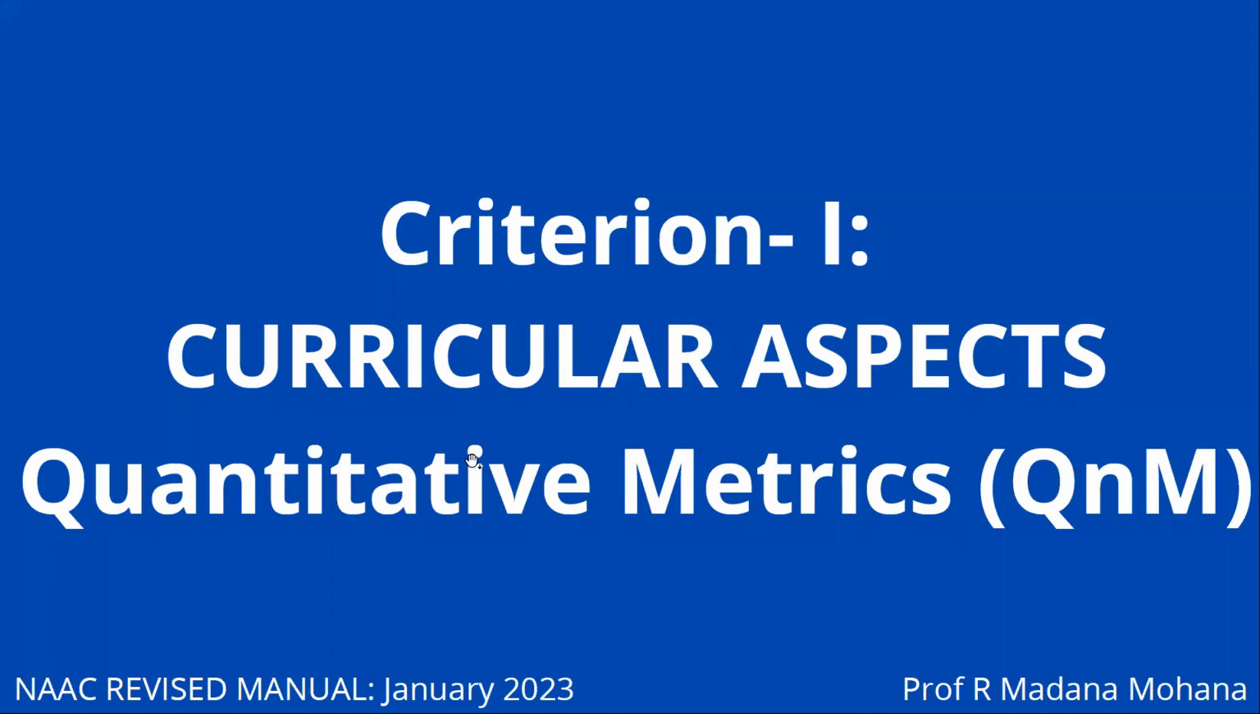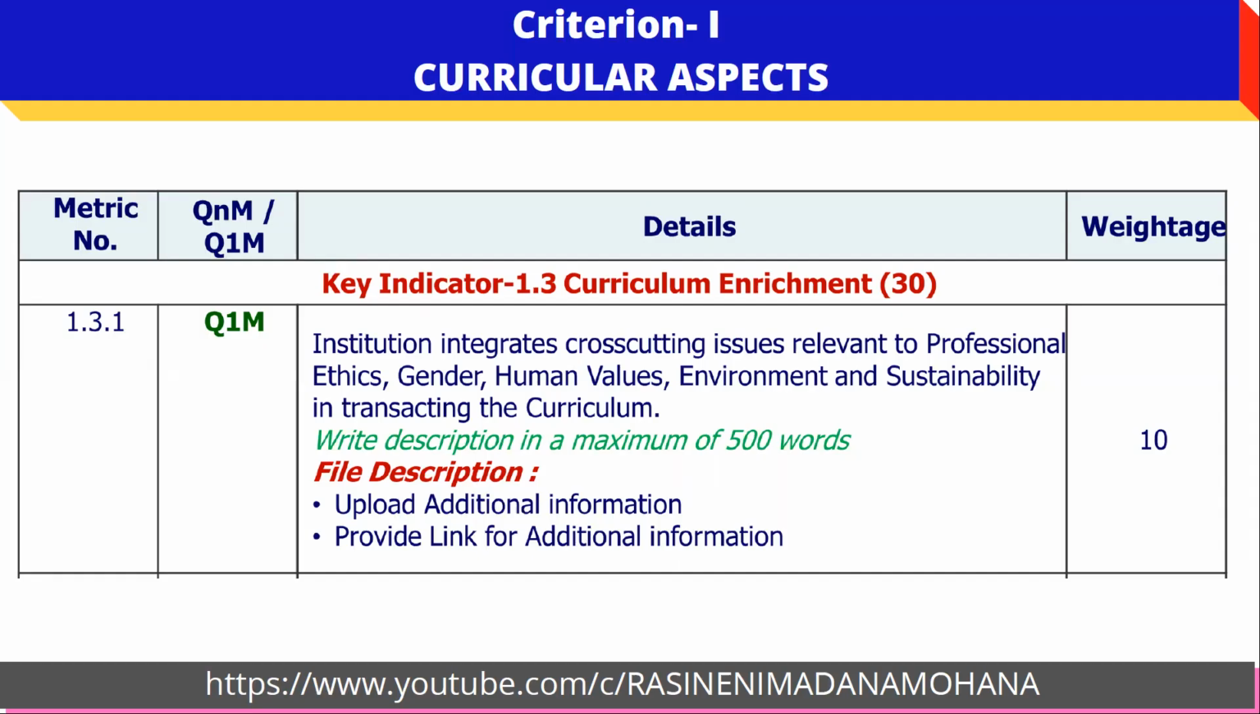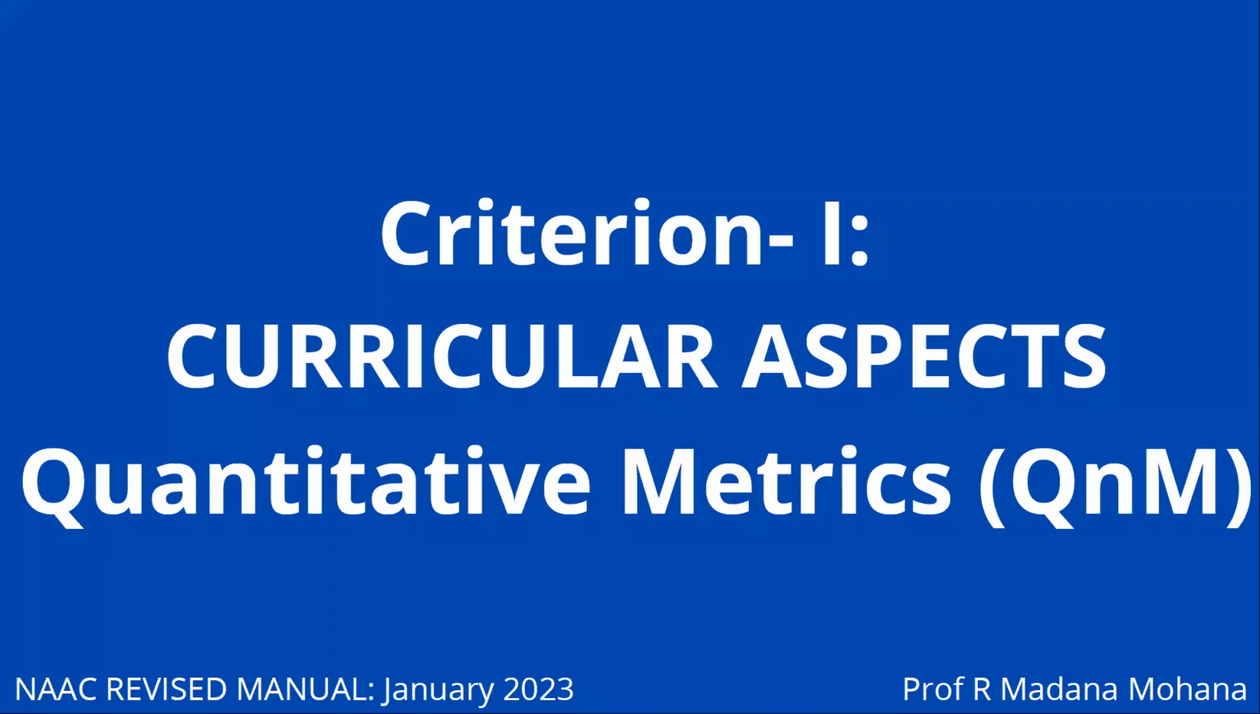So that's all about qualitative metrics. Here only two qualitative metrics are there in criteria 1. These two metrics are evaluated by the NAAC peer team during the on-site visit to the campus. All qualitative metrics across all the criteria are evaluated by the NAAC peer team by visiting the campus. In our earlier videos we have seen the distribution of total marks for qualitative and for quantitative. Around 30% is for qualitative and 70% is for quantitative metrics.